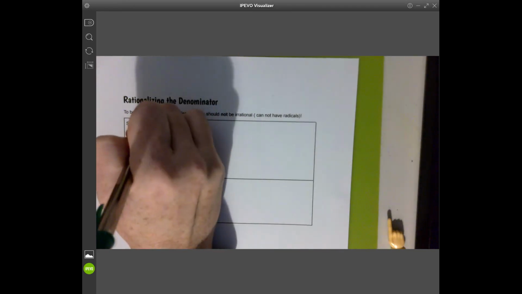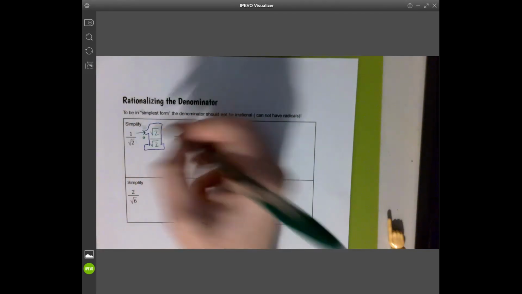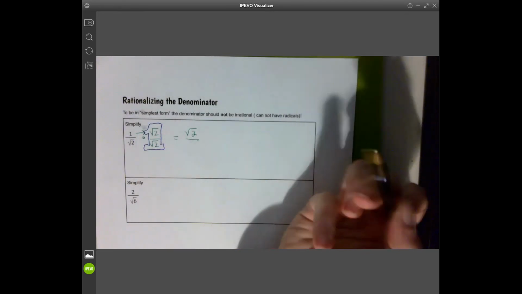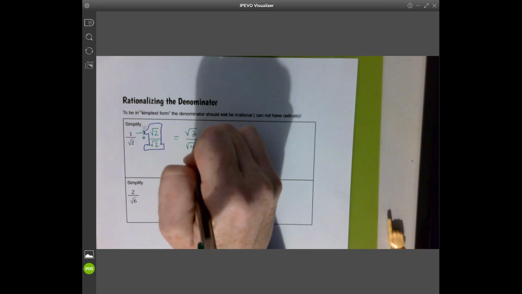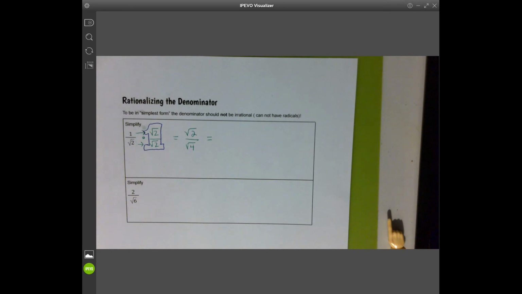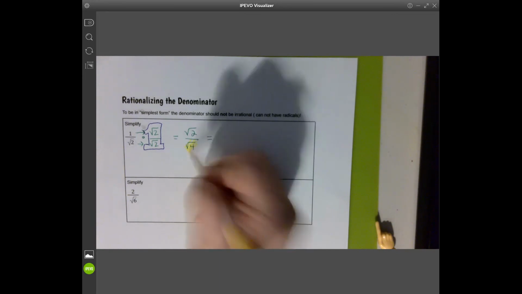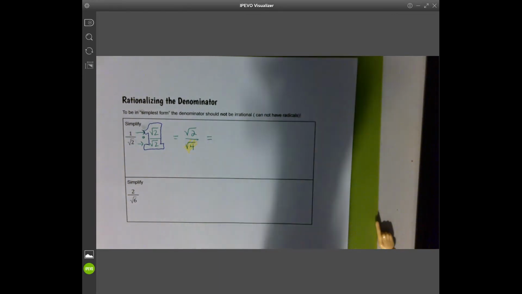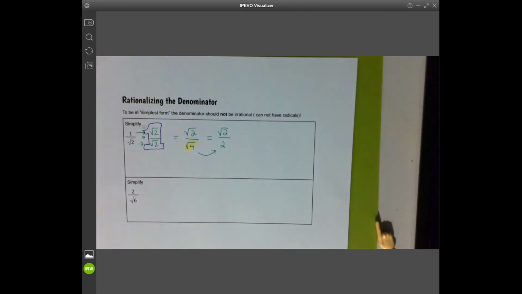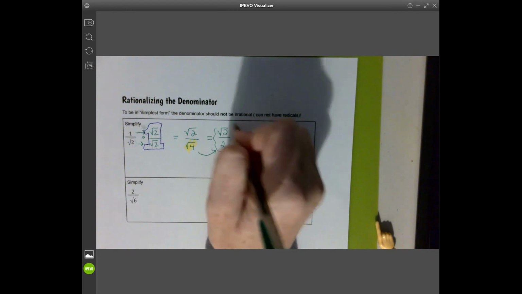So when we multiply, we're multiplying straight across. So 1 times square root of 2 is square root of 2. And on the bottom, square root of 2 times square root of 2 is square root of 4. When you do this problem at the bottom, your bottom number will always become a perfect square. That's the goal. So on the top, I have square root of 2. On the bottom, it becomes 2. Square root of 2 and 2 are not like terms. There is nothing else to simplify, so this is our final answer.